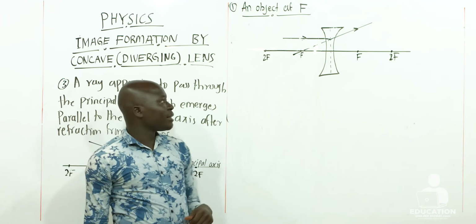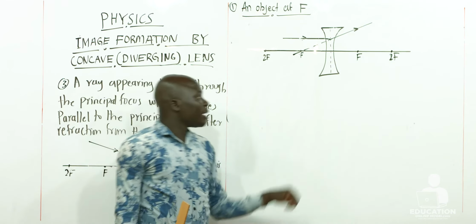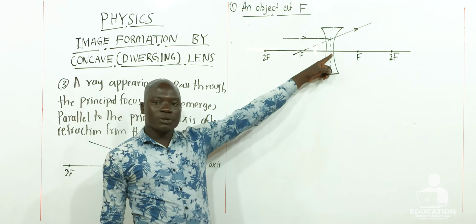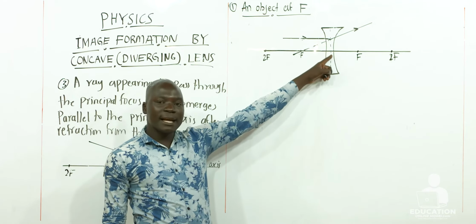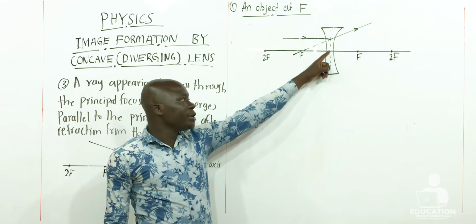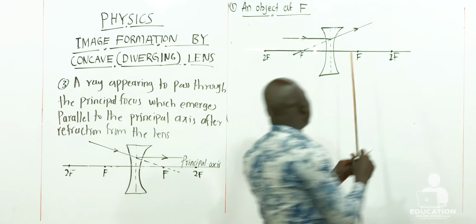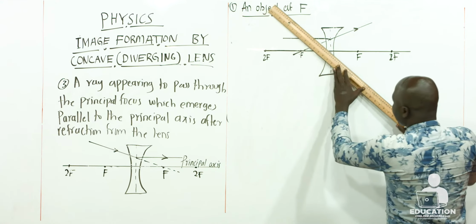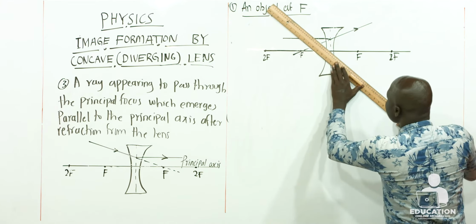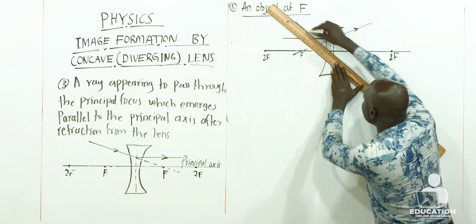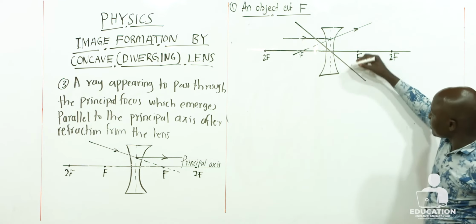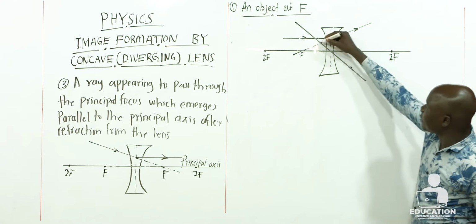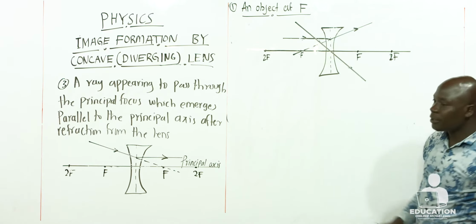Then the second ray that we are going to use is a ray which passes through the optical center undeviated, meaning when it passes through the optical center, its direction will not change, or it will not be refracted. And this is how the ray will appear. This ray will pass through the optical center, and we shall find that this ray goes undeviated, meaning its direction will not change.